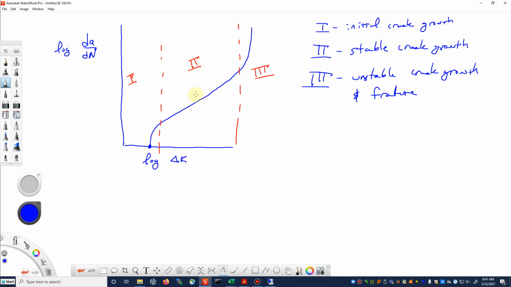Region 2 is pretty interesting because it has this steady, constant growth, stable crack growth. So this is going to be our main region of interest. And in region 3, the unstable crack growth and finally rupture of the specimen, again, this can be a very few number of cycles, and the usefulness of your engineering component really ends when this region starts. So we're going to ignore region 3 as well. So we're going to focus on region 2.